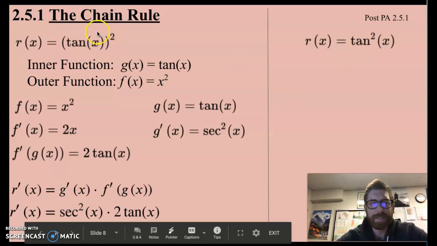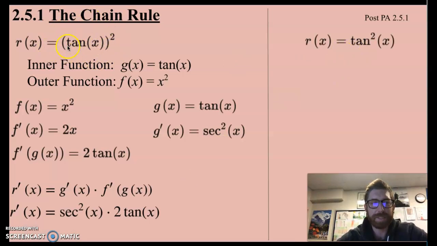Like this, you'll never see r of x written like this. You'll always see it written like this. You have to remember that tangent of x is going to be the inner function, and the squared actually goes on the outside like we did here. This is a much easier notation to use, but for some reason this is the notation that you always see, right? So same thing here.